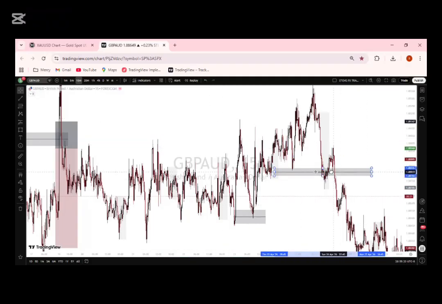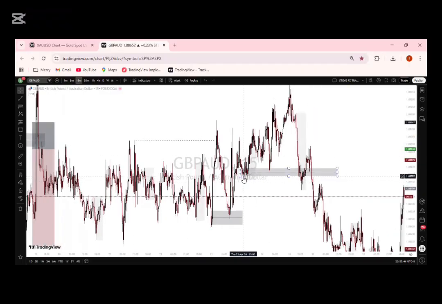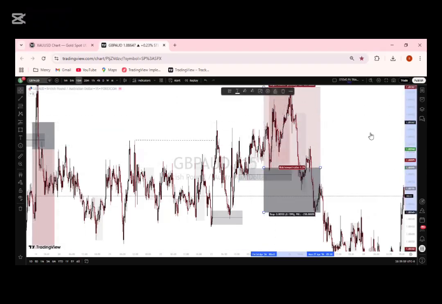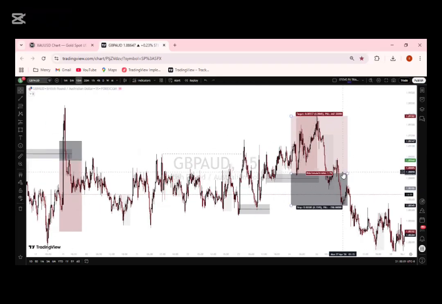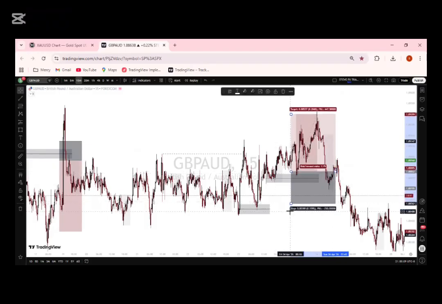From here, we can see some minor break of structures from this particular zone. So you try mapping your order blocks, or you try mapping a bullish order block, but there hasn't been any clearer move. So all that you can find is your trade being taken out after some move.